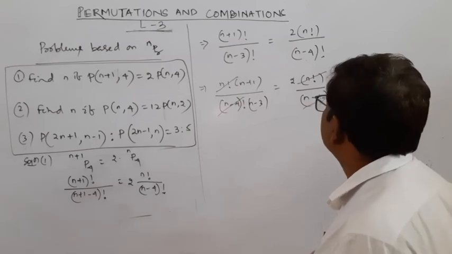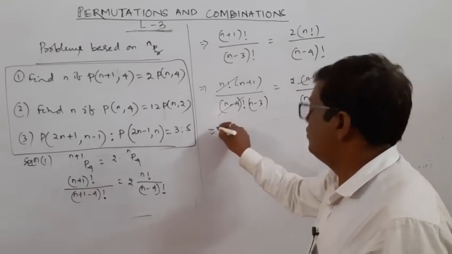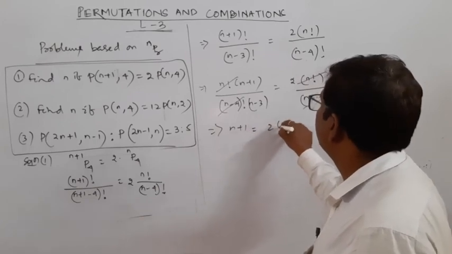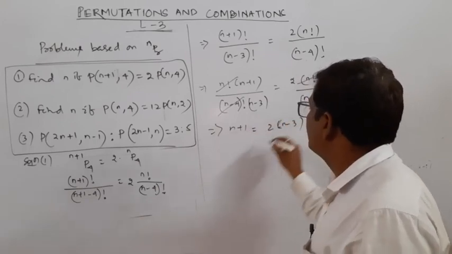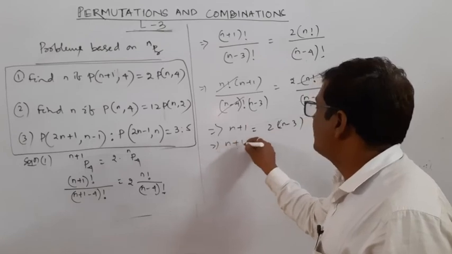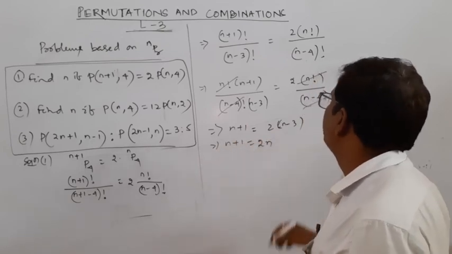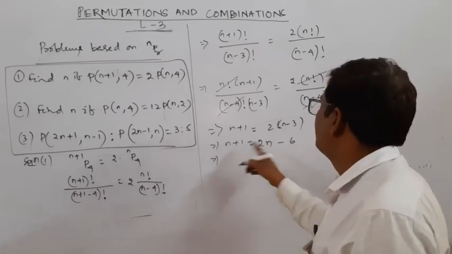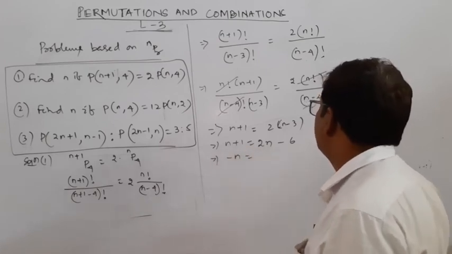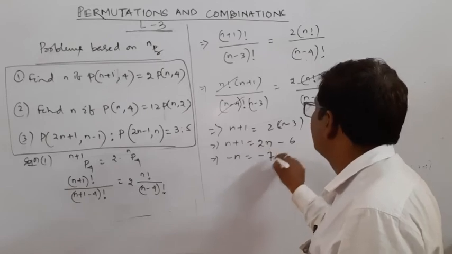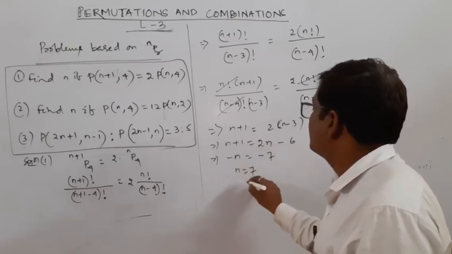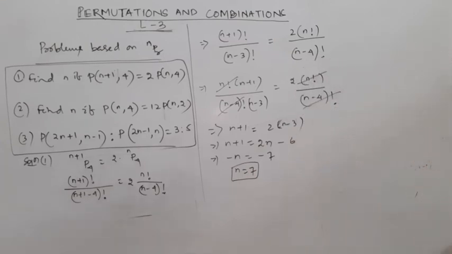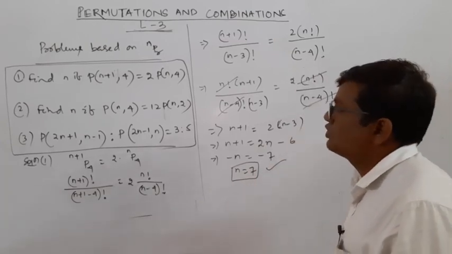So what happens here now? This gives n plus 1 is equal to 2 into (n minus 3). So n plus 1 is equal to 2n minus 6. So minus n is equal to minus 7, so n is equal to 7. This is the answer of question number 1.